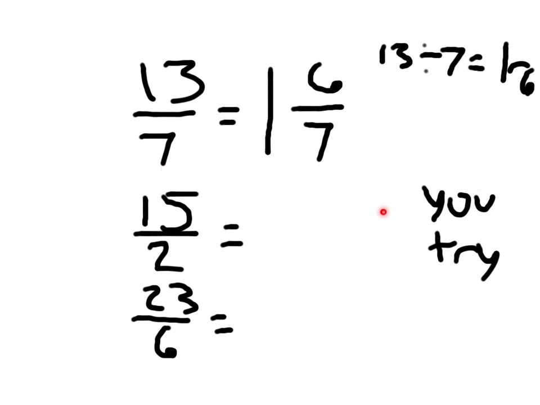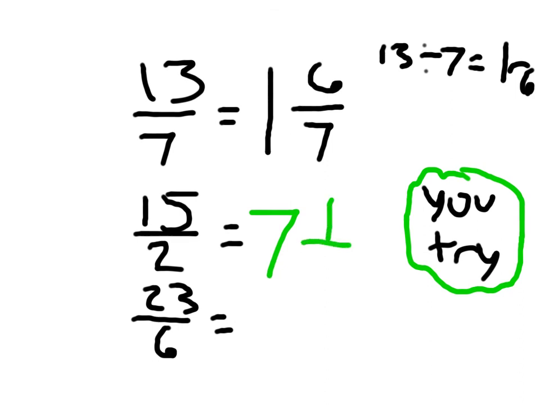You try. Pause the video. You try. Did you come up with 7 1/2 for 15 halves? 23 divided by 6. 6 goes into 23 3 whole times, with that remainder of 5. 3 and 5/6. And so what we were doing here is that we were converting improper fractions to mixed numbers.